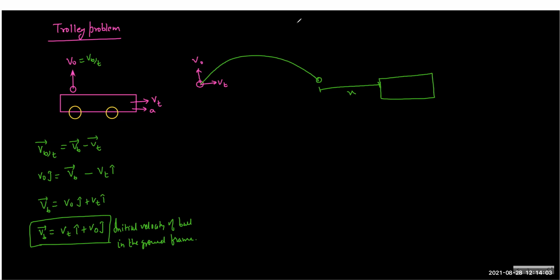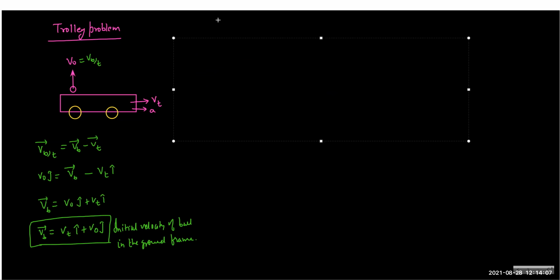So this is the initial velocity of the ball in the ground frame. You know that the ball is trying to go horizontal and vertical also. So the ball will follow a parabolic path, isn't it? This is not rocket science. I think you can understand this. You're throwing like this. So what is the actual path of the ball? It will be a parabolic path.